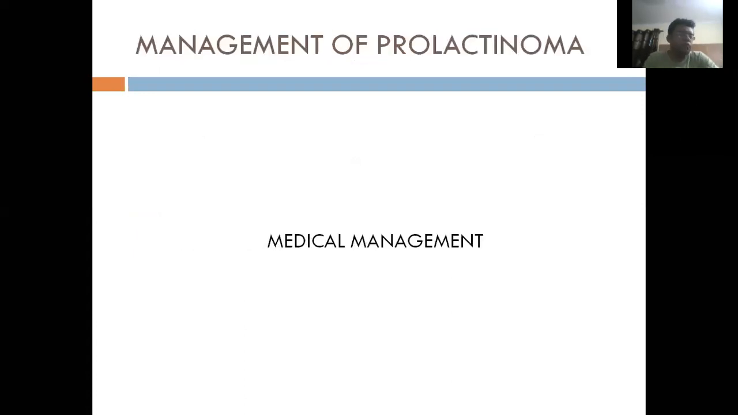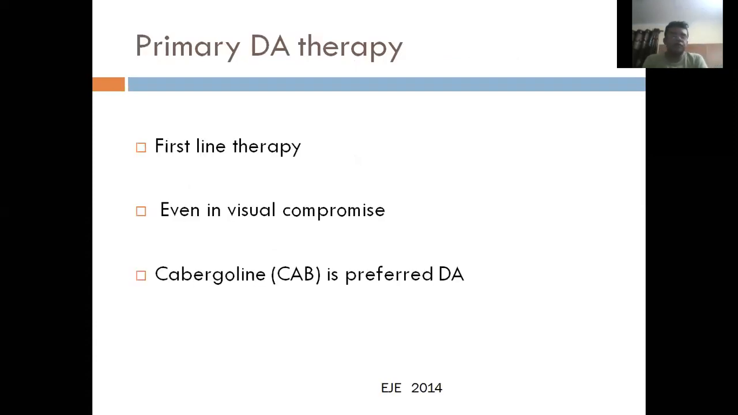So with that, we can come to the treatment of prolactinomas. So the first line is dopamine agonist therapy. And remember, even if the patient is having optic chiasmal compression and the vision is being affected, still you should not send the patient to surgery. The first line is still medical management with cabergoline, and cabergoline is the preferred dopamine agonist.